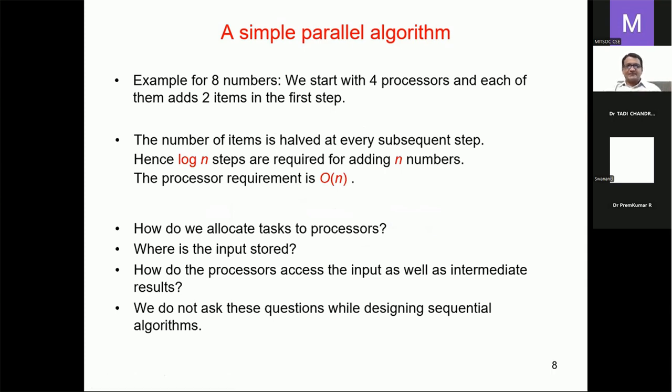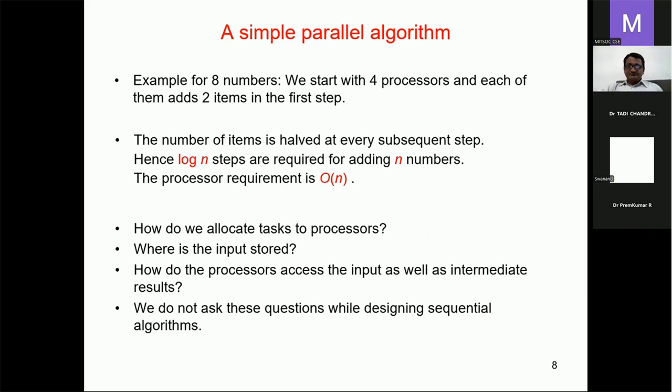Example for 8 numbers. We started with 4 processors. Each of them had 2 numbers in the first step. The number of items is reduced by a factor of 1 by 2 after every step, and that is how log n steps are required. That is the basic computer science fundamental. When the number of iterations is reduced by a factor of 1 by 2, how many steps are required? Log n steps are required.